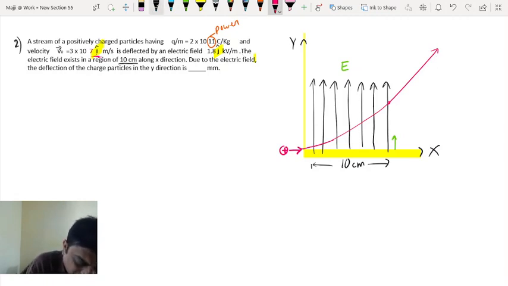So this deflection can be measured in terms of this angle or this distance. In the absence of the deflection, the particle would have emerged at this point. Yes or no? The particle would have emerged like this, but because of this deflection, it is emerging like this. So this linear distance they are asking, because they are asking in mm. So this distance we have to find.